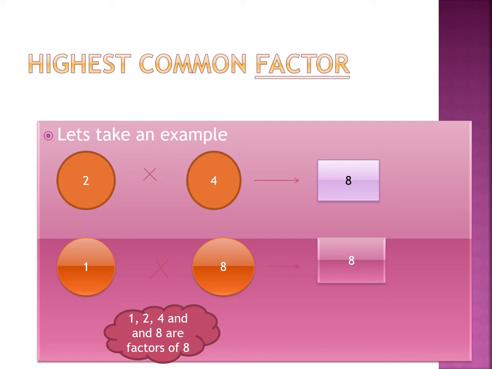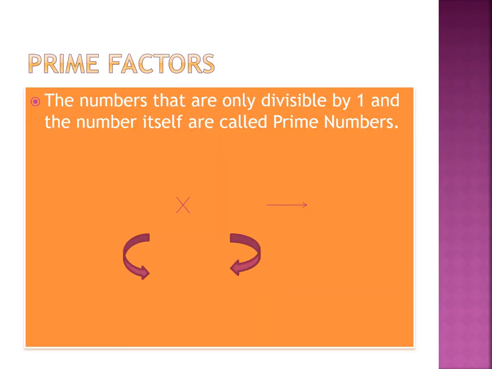Now the second thing you need to know after factor is prime factor. I told you there are two terms you have to memorize before moving towards prime factorization. Number one was factor, and number two is prime factors. What is the definition of prime factors? The numbers that are only divisible by 1 and the number itself are called prime numbers.